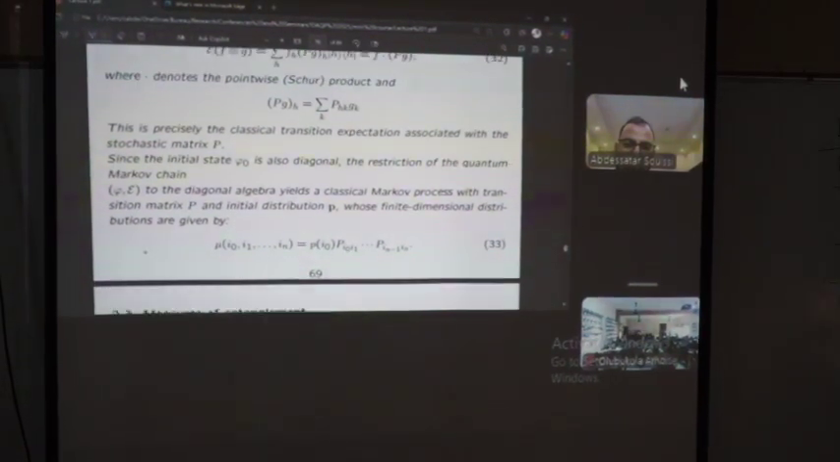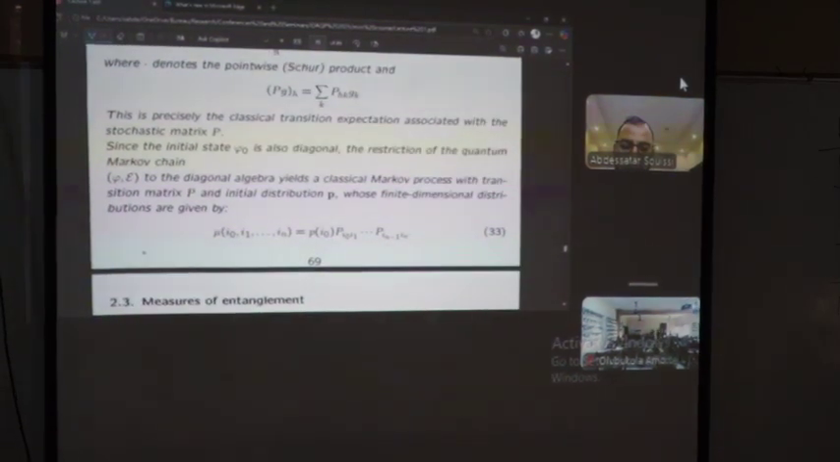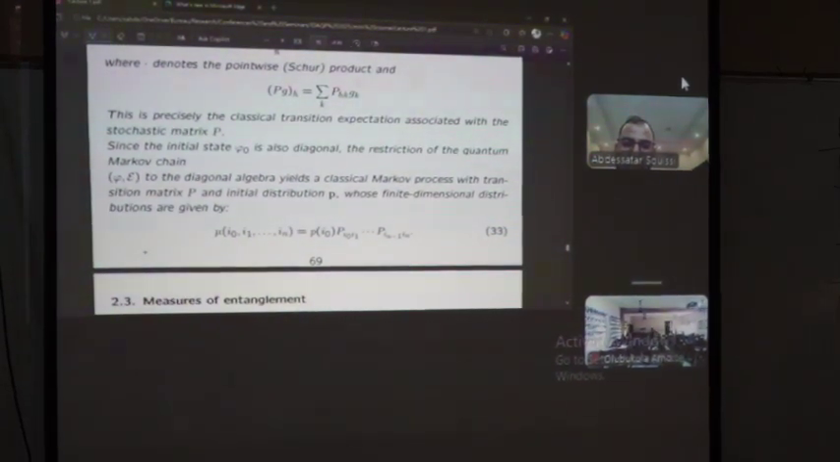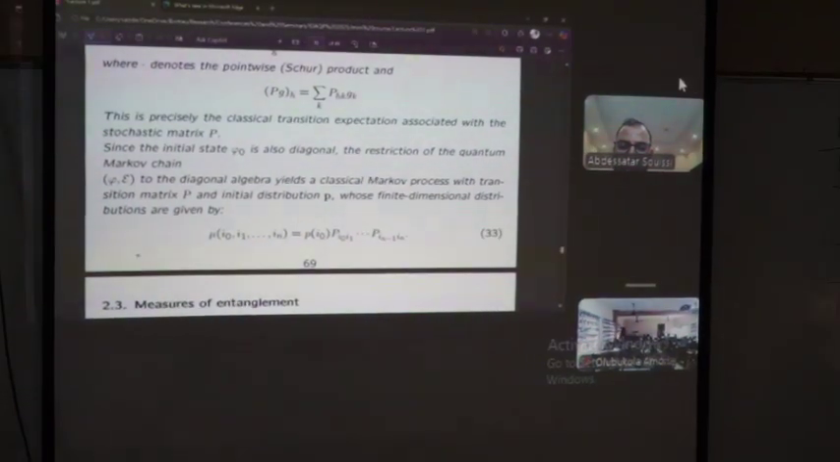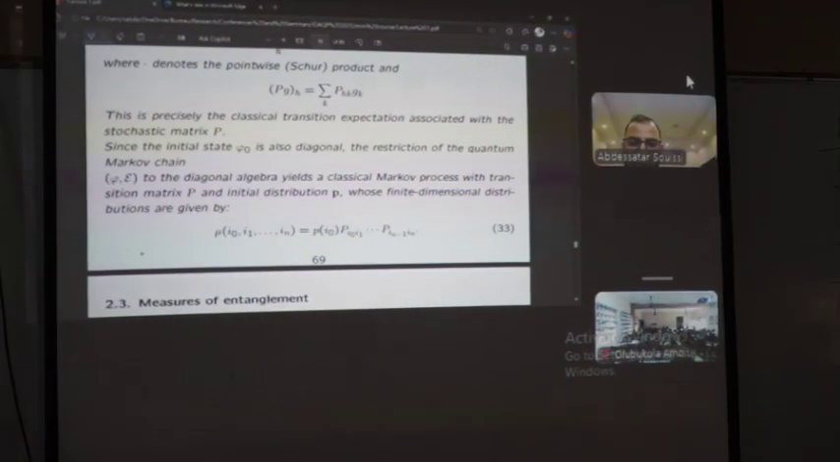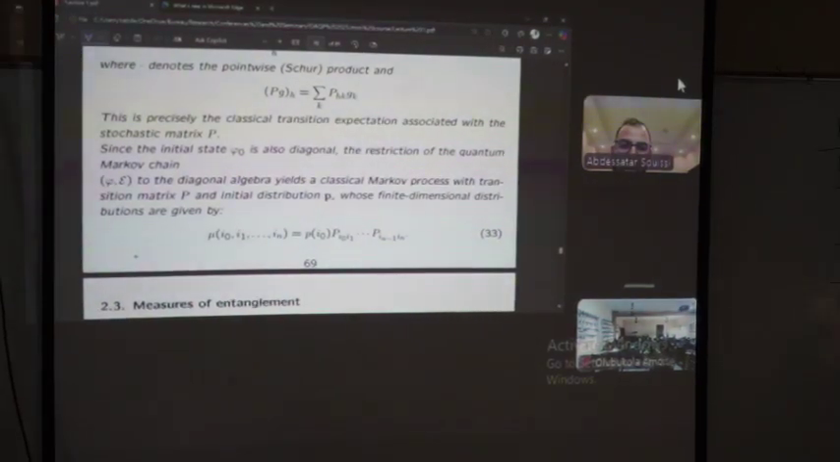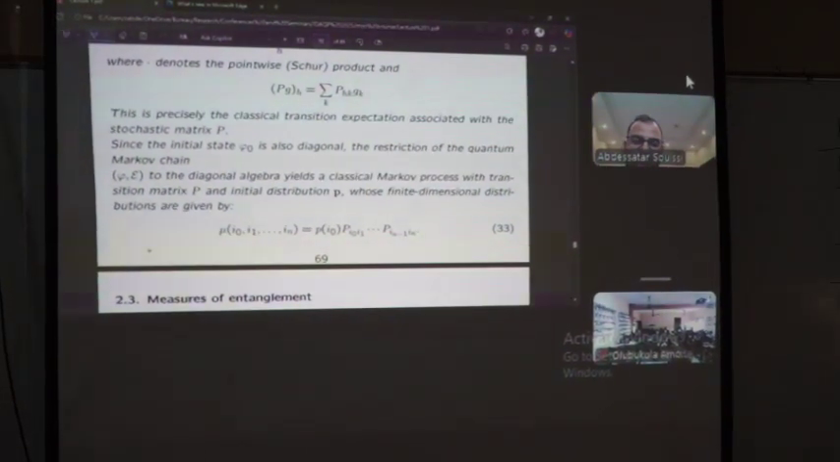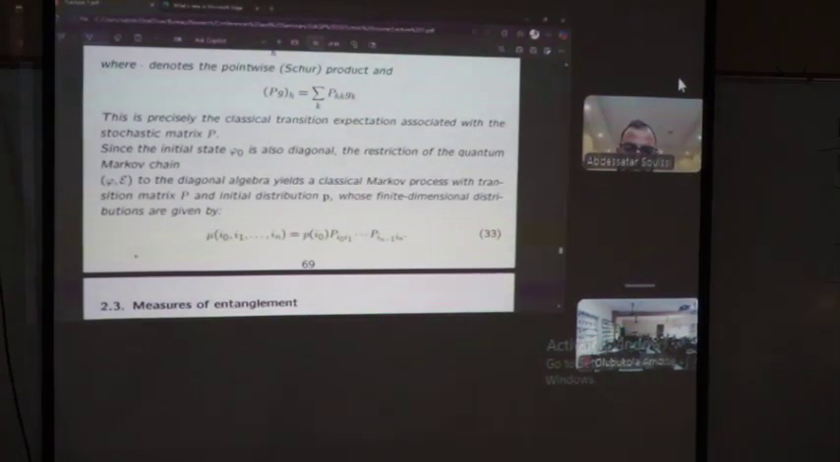Then, using this approach, we can also interpret the classical Markov chains from the quantum ones. It's another way to get a bridge between quantum and classical Markov chains, and then it gives a real sense of entanglement, because entanglement concerns the non-commutative parts.